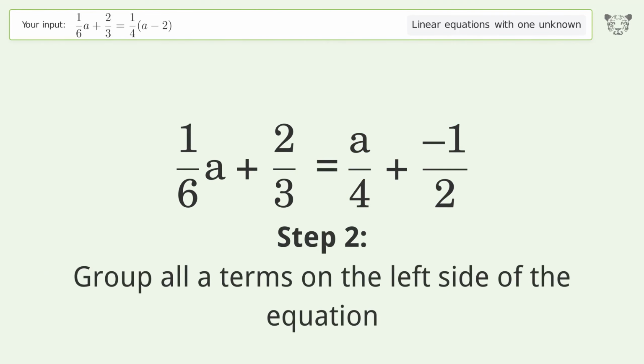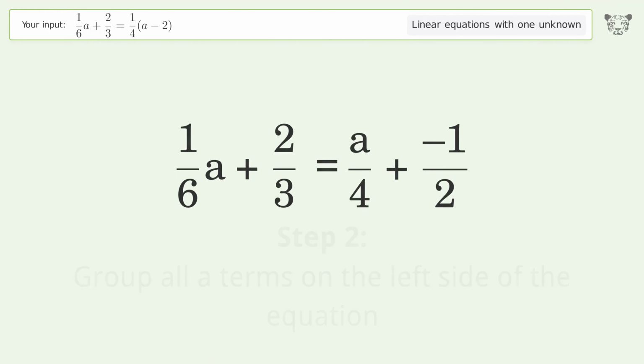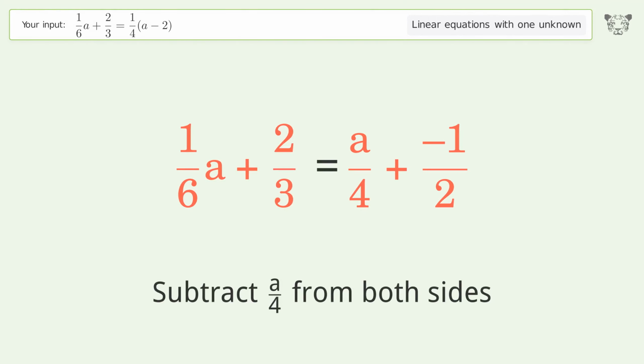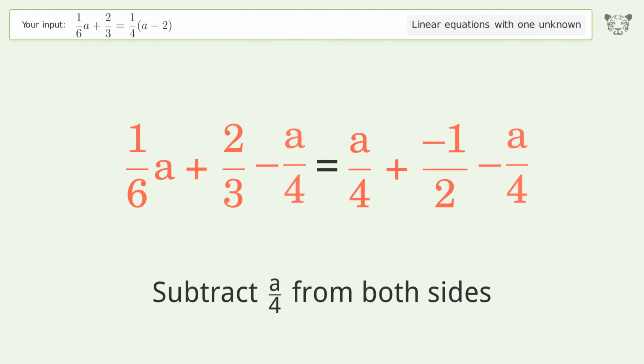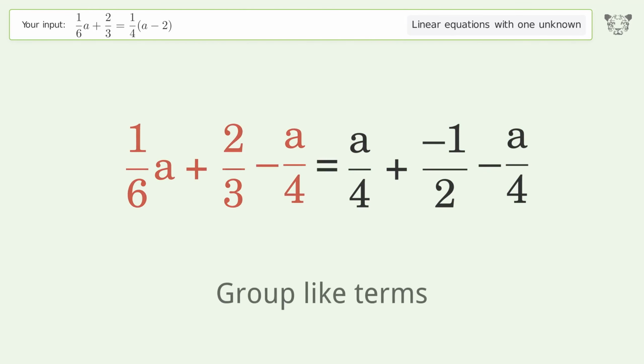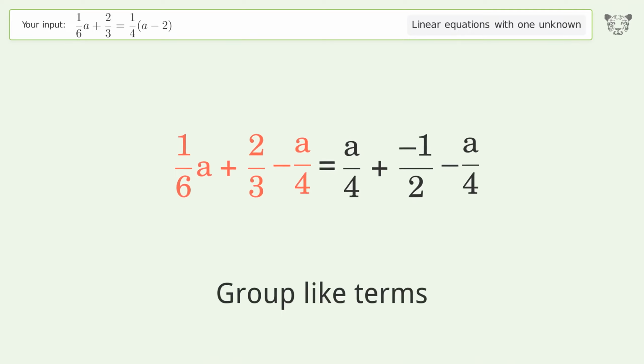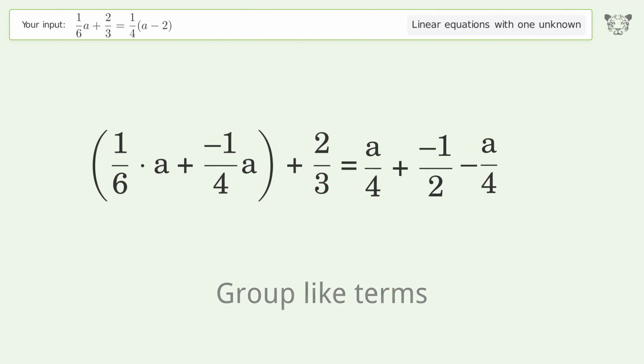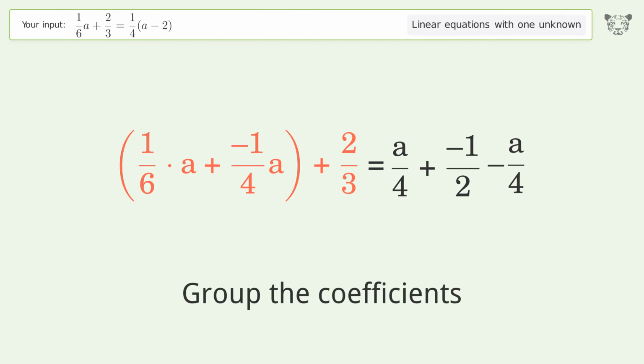Group all a terms on the left side of the equation. Subtract a over 4 from both sides. Group like terms. Group the coefficients.